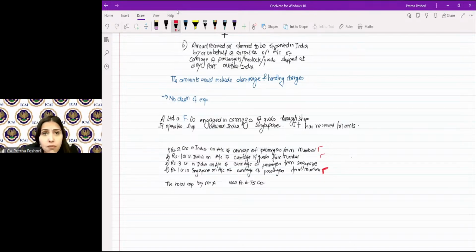Then the amount received or deemed to be received in India on account of carriage of passengers, livestock, goods shipped at any port outside India, students. So received in India, and this is on account of passengers from Singapore. On all of this, you will calculate the 7.5%. You will ignore the expenses. So this is 2 crore, 1 crore, 3 crore, and another 1 crore, and 7.5% of that gives us 52.5 lakh. So my PGBP shall be 52.5 lakh. Are we clear, students? Yes or no?